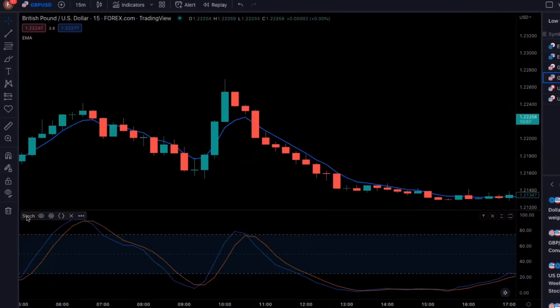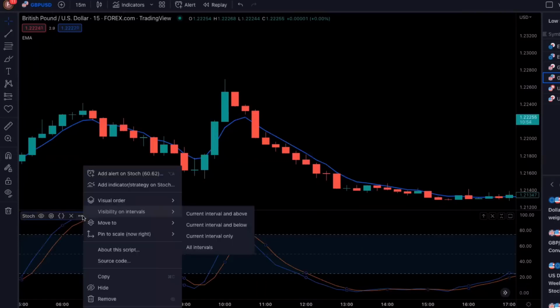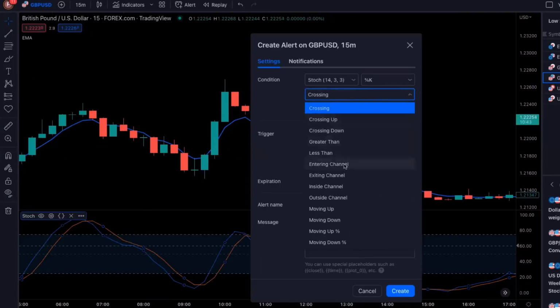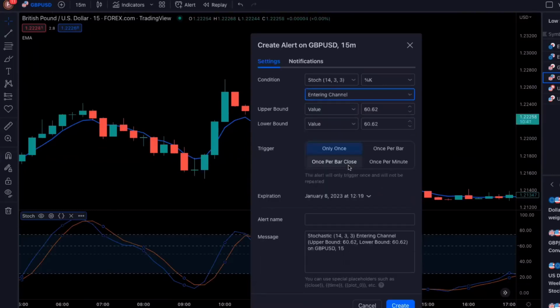So for that, we're going to go into the stochastic indicator right here. Click on the 3 dots. Click on Add Alert on Stochastic. And here's how we're going to set this up. In Conditions, instead of crossing, do Entering Channel. When we do Entering Channel, we're going to change the upper bound and lower bound. The upper bound will be 75, and you see that, right? And the lower bound will be 25.